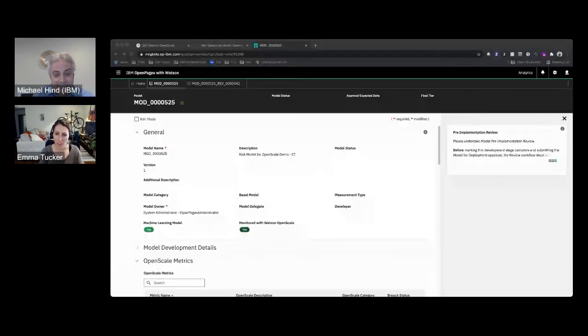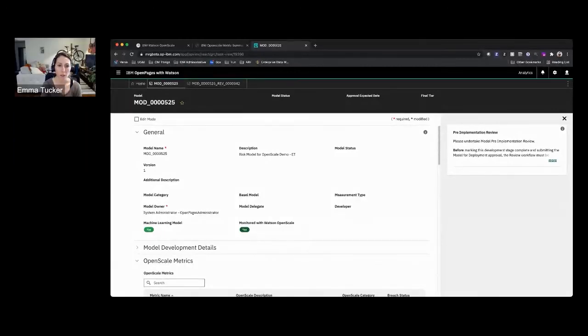Great. Thank you, Mike. All right, I'm going to show you how we've envisioned this becoming part of the product of Cloud Pak for Data. So Cloud Pak for Data is our platform for data and AI and includes a lot of different applications within it depending on your use case.